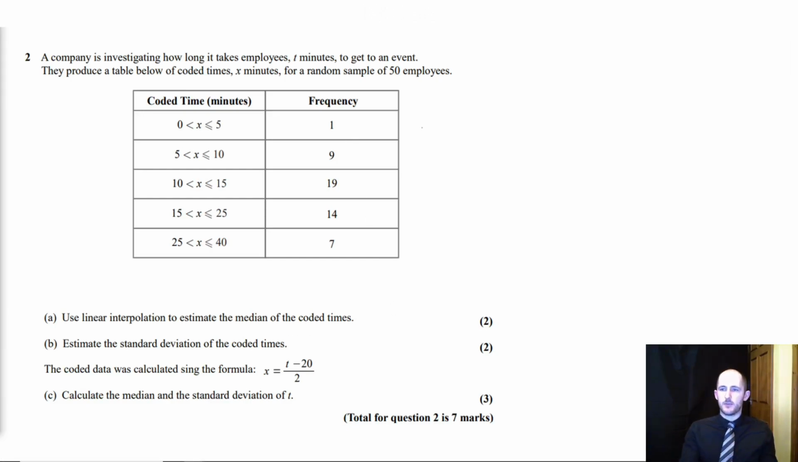So I'm going to add a little cumulative frequency. And again, to make sure we're doing it right, it says there's a random sample of 50 employees, which means our cumulative frequency should eventually add up to 50. Plus 14, so it'd be 39, it'd be 43, and 50. Cool, so it looks like we've done it right.